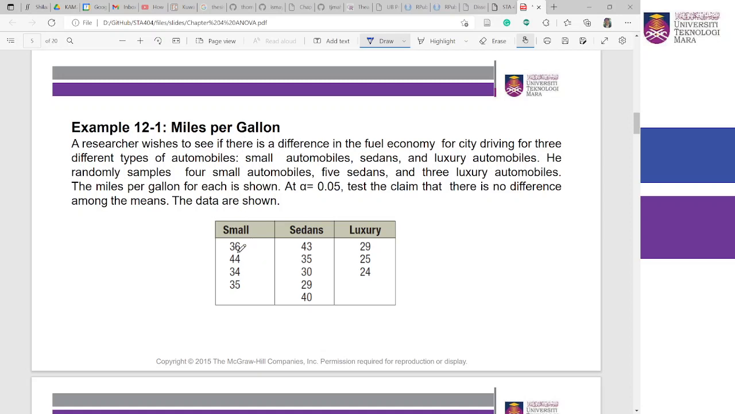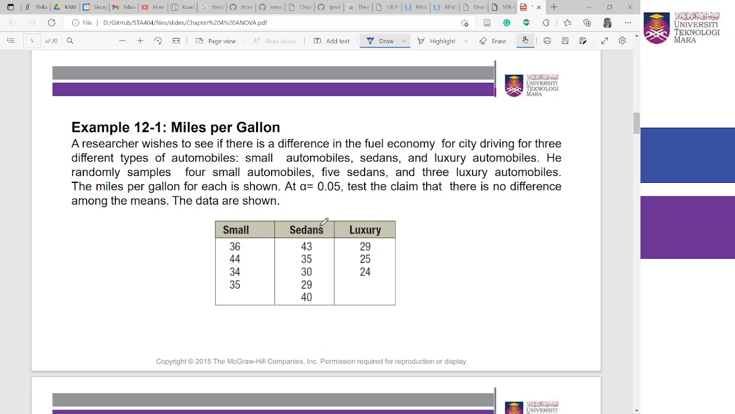So yang ni dia punya miles per gallon untuk setiap kategori. So I have 3 categories here: small, sedans, and luxury. And they ask you to test at alpha 0.05. Test the claim that there is no difference among the means. So that means all the 3 types of automobile will have the same performance in terms of fuel economy. Okay, the same performance in terms of fuel economy.